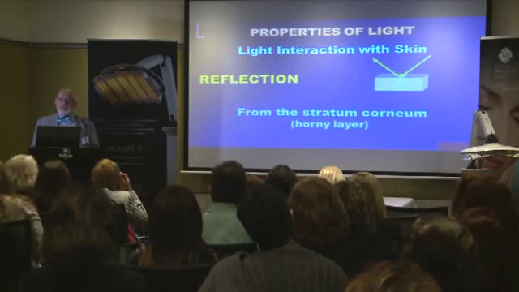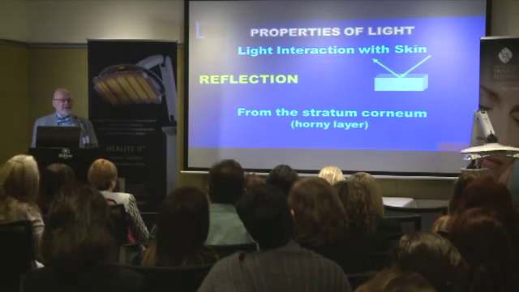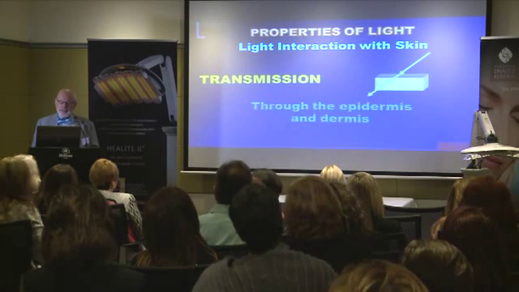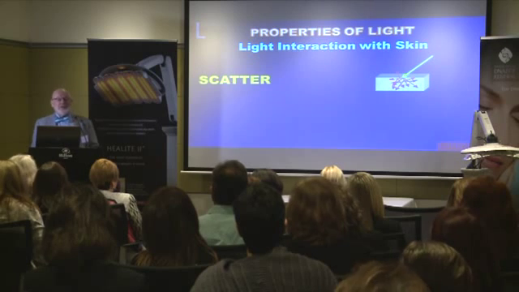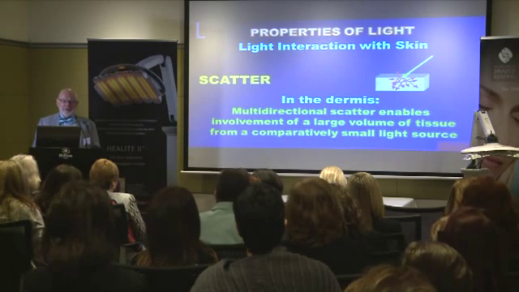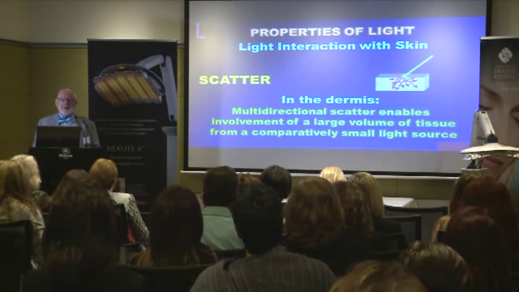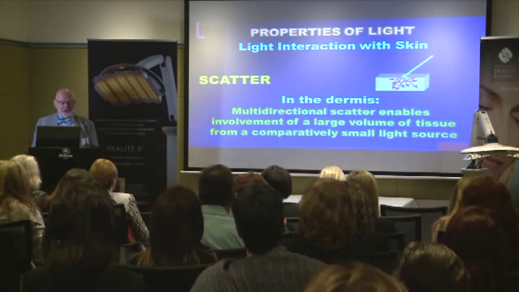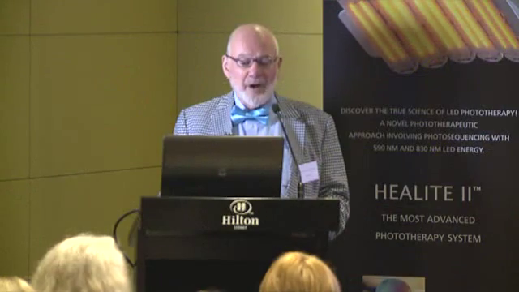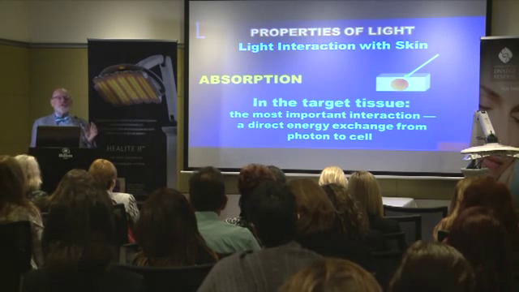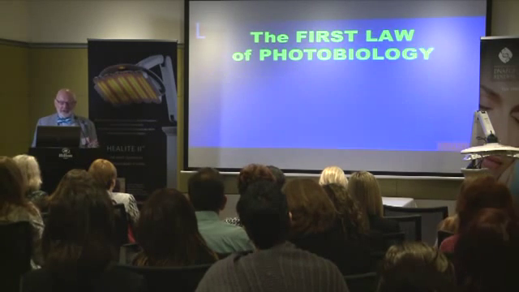Light interacts with the skin in four main ways. First of all, it is reflected off the stratum corneum. Secondly, it can be transmitted through the epidermis and dermis. It can be scattered by the turbid media of the skin, which is made up of so many disparate optical characteristics, so that one small beam can involve a very large area of tissue. And finally, light can be absorbed in the tissue. And this is the most important of all because this is the direct energy exchange, when the energy from the photon is transferred to the tissue via cells.